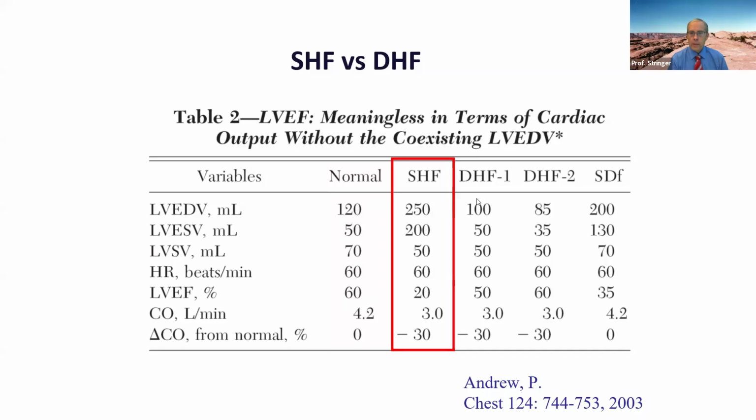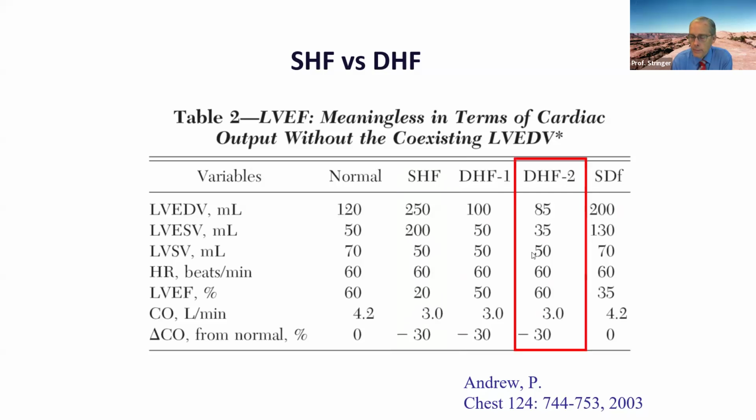Okay, so let's go to systolic heart failure. So the left ventricular end diastolic volume is much higher here. It's 250. And the end systolic volume, because there's poor contractility, is still 200. It's markedly higher than normal. But the stroke volume here is about 50 mils. And if you take 50 mils times 60 heart rate, so we're going to keep that all the same, you come up with 3 liters of cardiac output. So already the cardiac output is reduced even at rest in these patients.